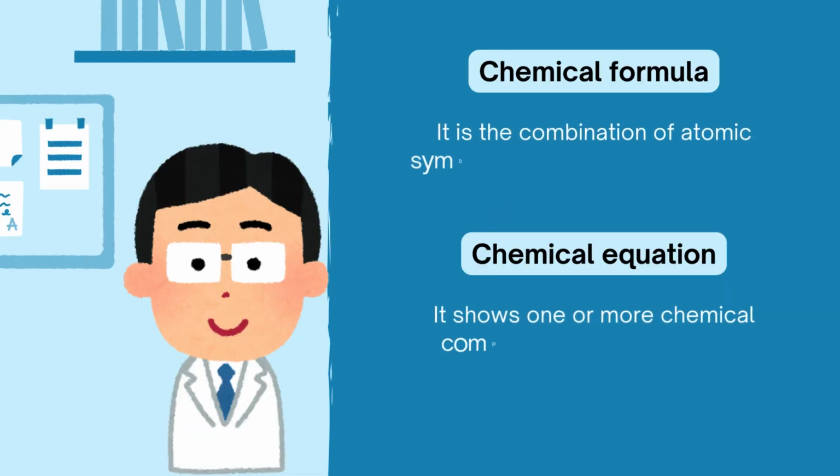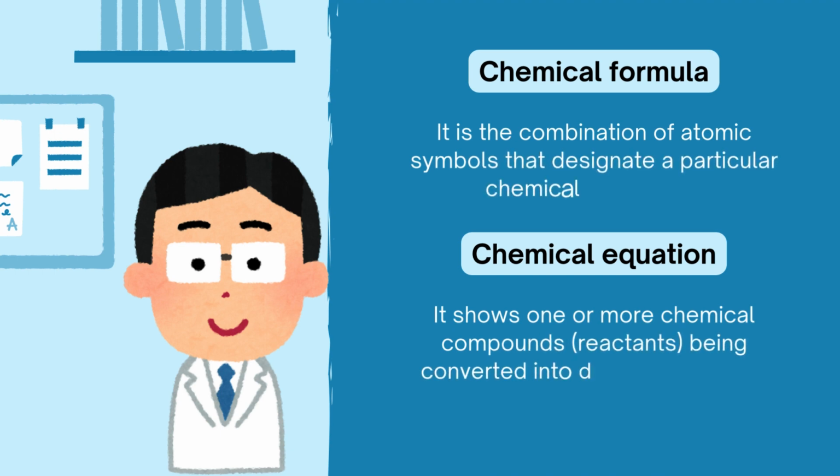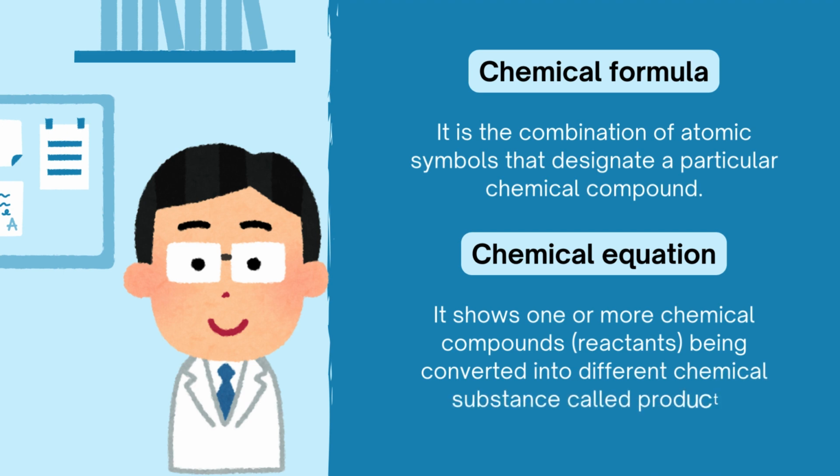Now, let us differentiate the two terms, chemical formula and chemical equation. When we speak of chemical formula, it is the combination of the atomic symbols that designate a particular chemical compound. On the other hand, a chemical equation shows one or more chemical compounds or reactants being converted into different chemical substances called the products.